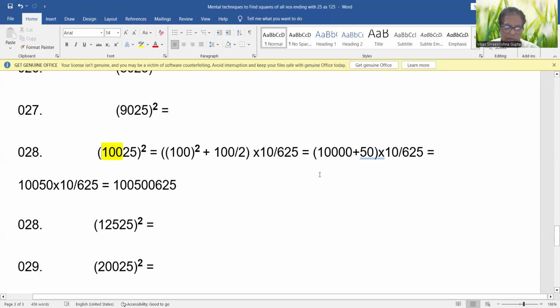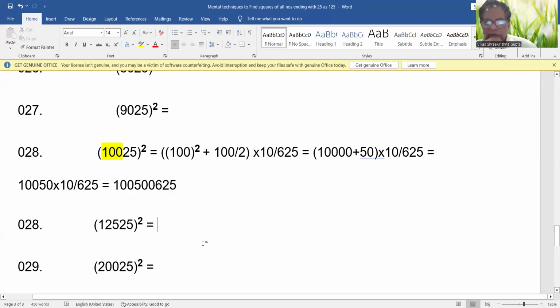100 square is equal to how much? 10,000. 100 by 2 is 50. When I add both these numbers, I get 10,050. Multiplied by 10 is 100,500, and then followed by 625. So the answer is 100,500,625.